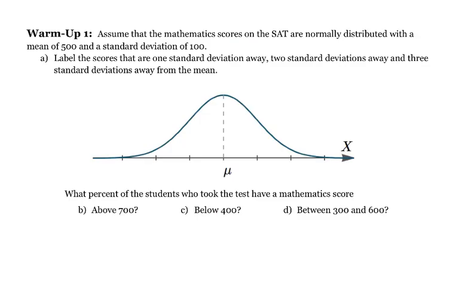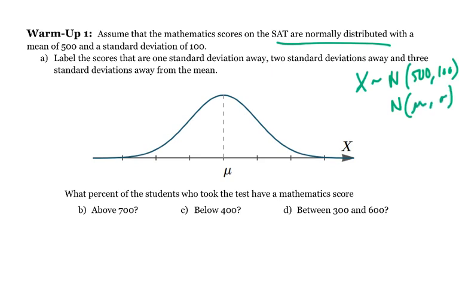So let's look at an example. Warm-up 1. We're going to assume that the mathematics scores on the SAT are normally distributed. The way we write that is we say X, which is representing the scores, is normally distributed with a mean of 500 and a standard deviation of 100. So we write it out this way. This is just a way to say it's normally distributed about the mean and the standard deviation.